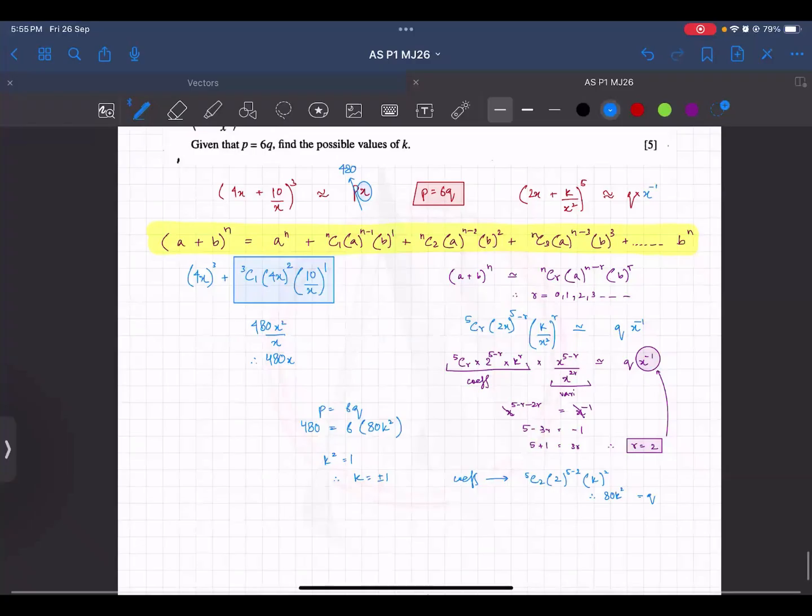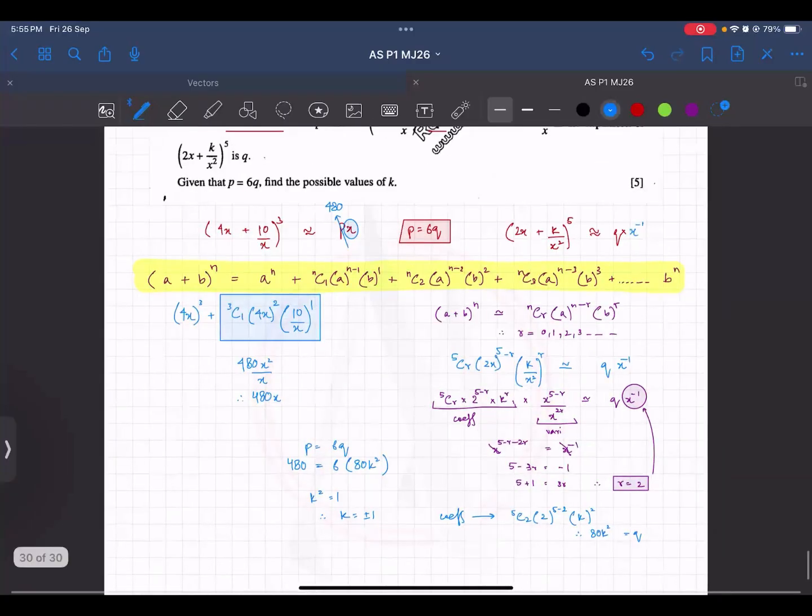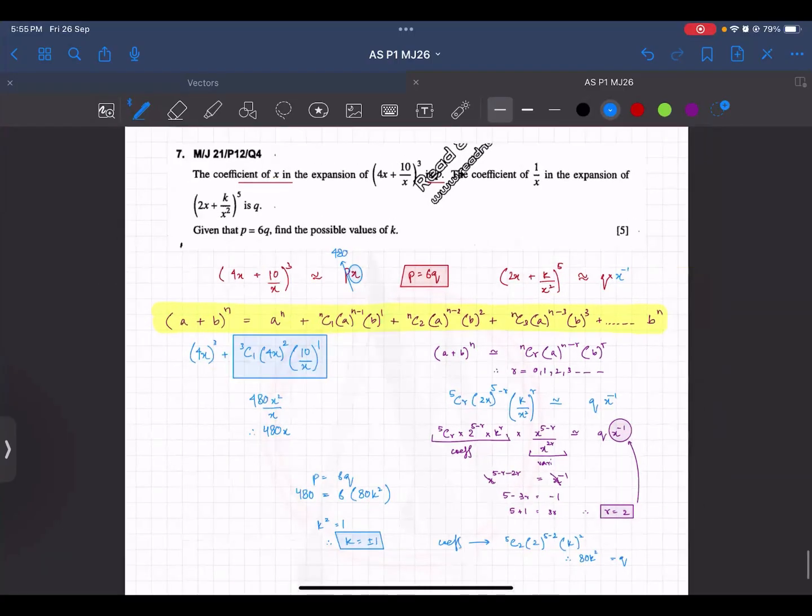And what have they given you? Find the possible values of k. So we have found the possible values of k. k is equal to plus and minus 1. This is your complete answer.